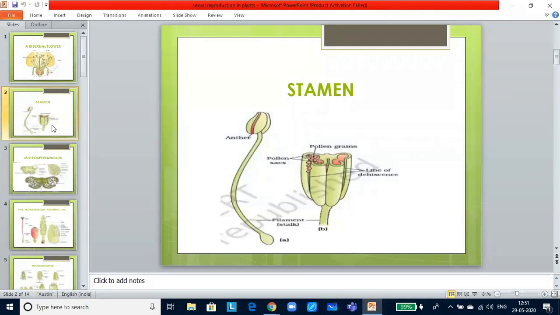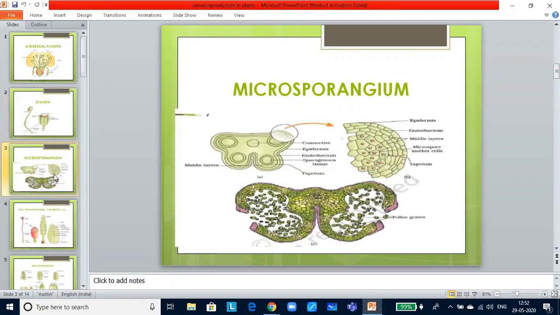The development of microsporangia leads to the formation of pollen sacs. They extend longitudinally all through the length of an anther and are packed with pollen grains. Now let us look at the structure of a microsporangium. A typical microsporangium appears nearly circular in outline in its transverse section.